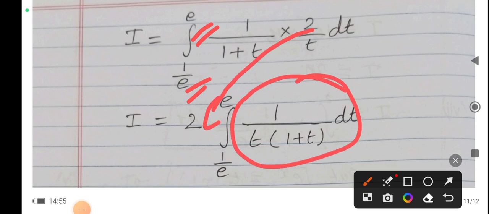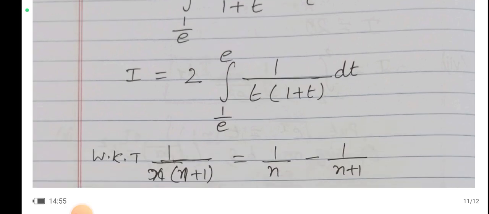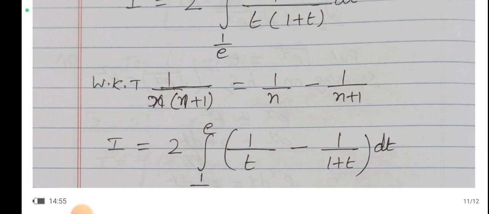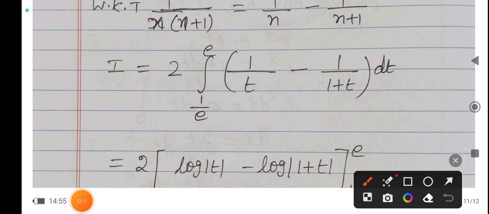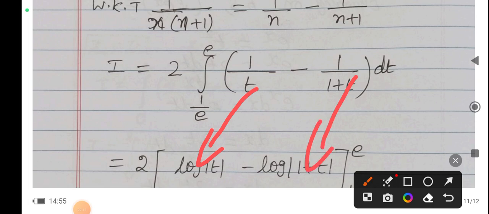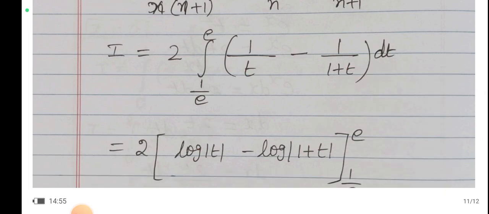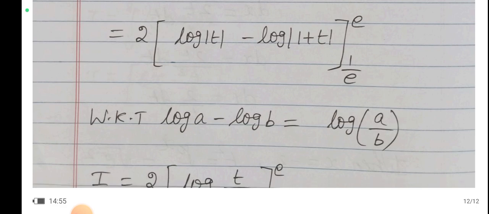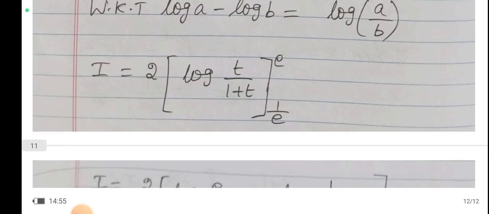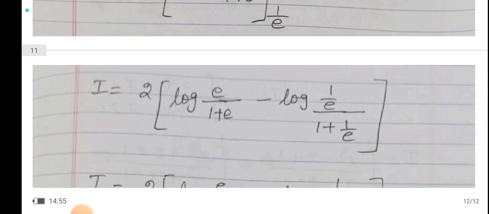1 by t into 1 plus t, we can use partial fraction or we can write directly 1 by n into n plus 1 as 1 by n minus 1 by n plus 1. Then start applying: 1 by t minus 1 by 1 plus t. 1 by t integration is log mod t, 1 by 1 plus t integration is log mod 1 plus t. Limits e and 1 by e. Log a minus log b is log a by b. So log t by 1 plus t.